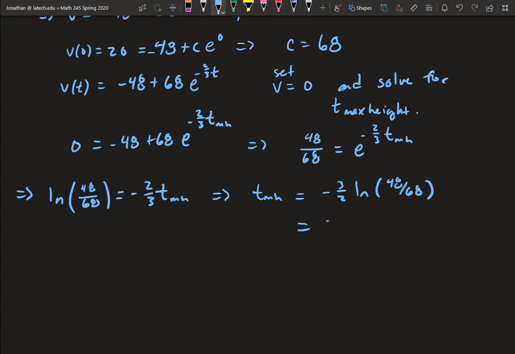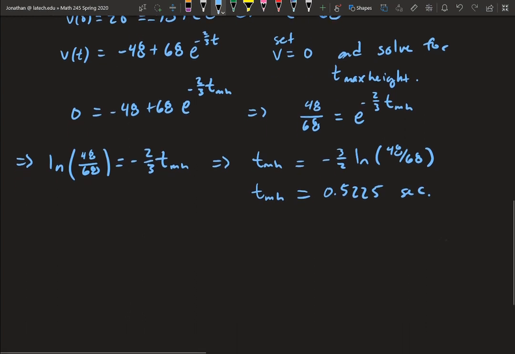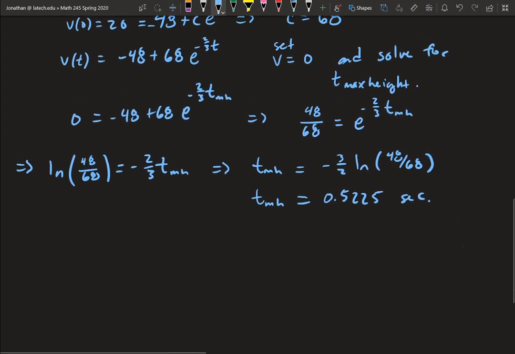So it's going to be 0.5225 seconds. So not very long, actually. Very quickly after it's thrown, it reaches its max height. So it actually can't go that far based on what we've got. So we've got our velocity.